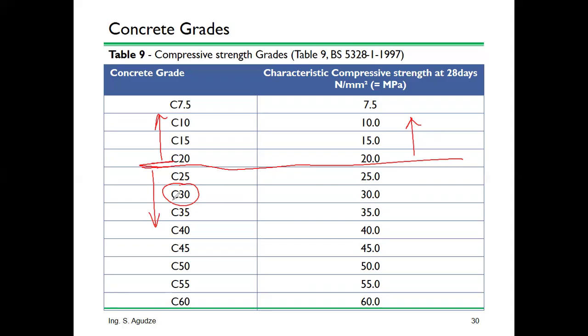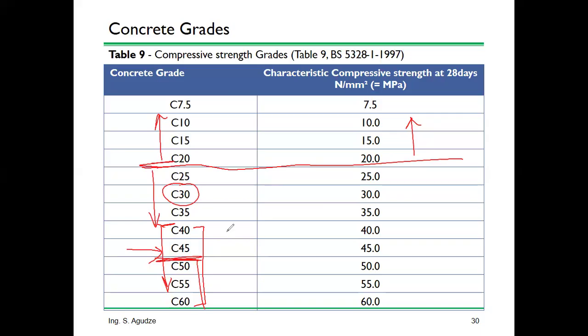Typically, if you have concrete strength beyond 40, you need special admixtures like water reducers and so forth to be able to achieve this strength. Because if you don't use admixtures, you may hardly achieve strength, particularly a strength of 50 and more.